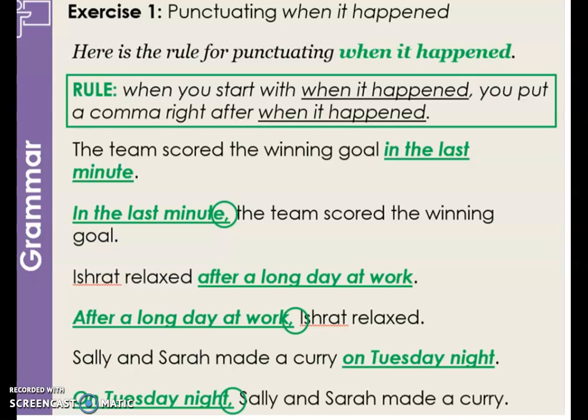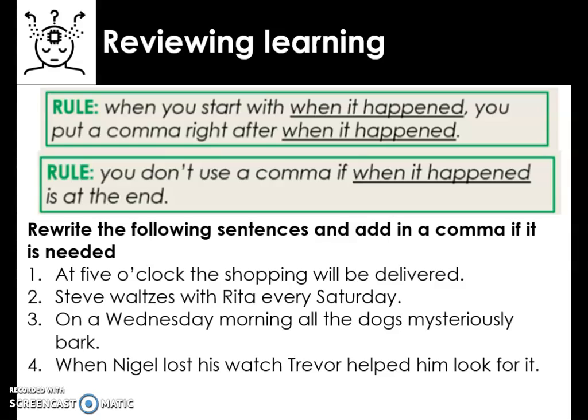With that in mind, what I'd like you to do is rewrite those 4 sentences and add a comma if it is needed. Remember, when you start with when it happened, you put a comma right after when it happened. The other rule is you don't use a comma if when it happened is at the end. Number 1, at 5 o'clock the shopping will be delivered. Number 2, Steve waltzes with Rita every Saturday. How lovely for Steve and Rita. Number 3, on a Wednesday morning all the dogs mysteriously bark. Peculiar, hey? Number 4, when Nigel lost his watch, Trevor helped him look for it. Pause the video here, rewrite the sentences, add the comma if it is needed, answers at the end.